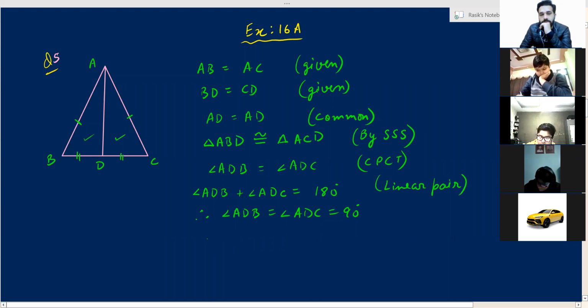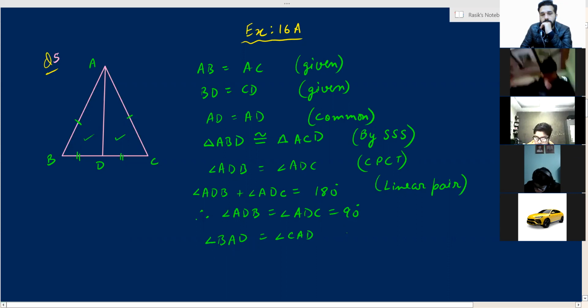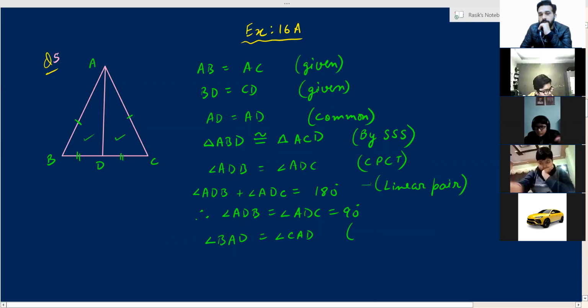Second part, very simple. Directly we can say now that angle BAD... Sir, why have we written that it's a linear pair? Now we have written 90 degrees. Beta, the sum of these two angles is a linear pair. Am I right or not? Just now you only told me that their sum is 180. They are on a straight line, so they are a linear pair of angles. So angle BAD is equal to angle CAD, by CPCT.